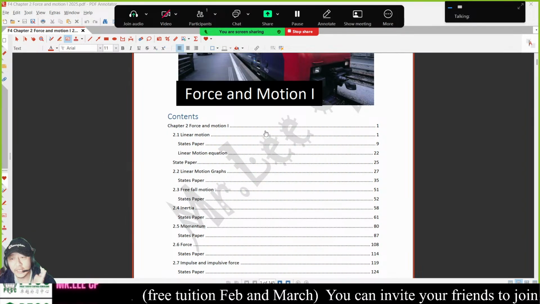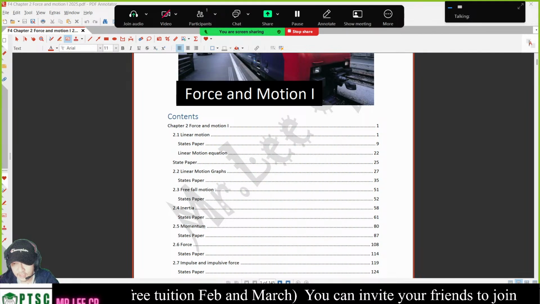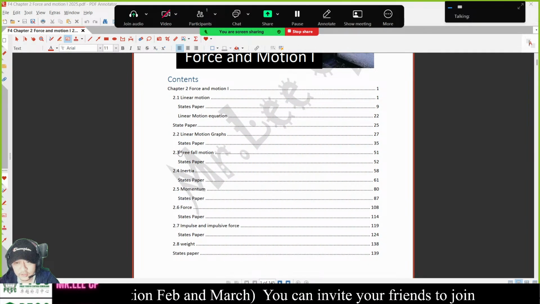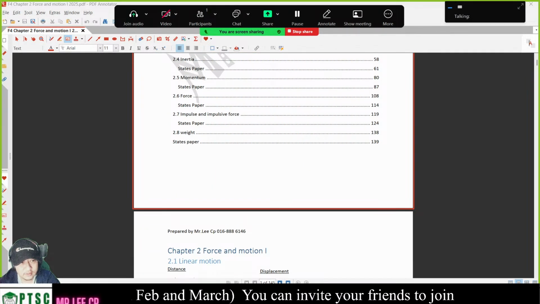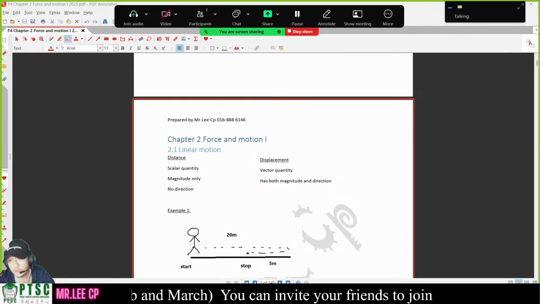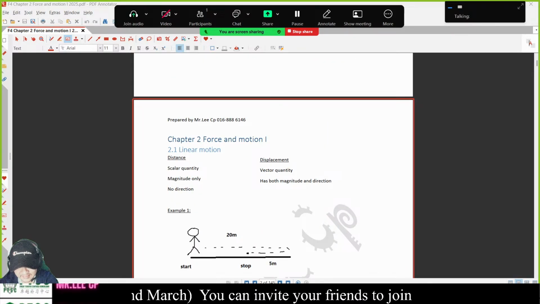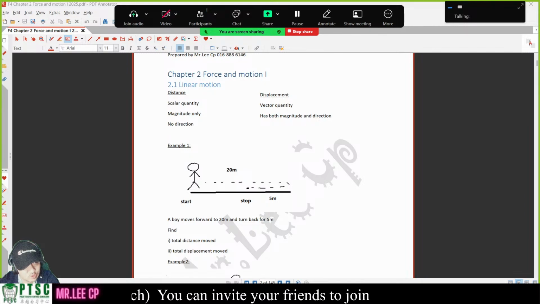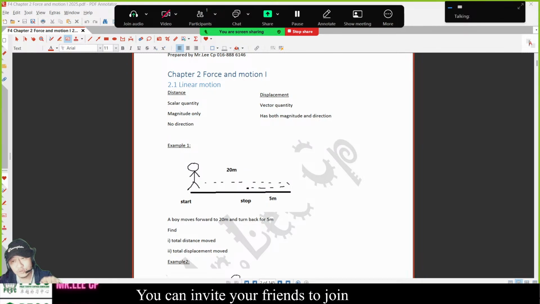And then we are going to start Form 4, Chapter 2. This Chapter 2 is quite a long chapter, so we quickly go to what is linear motion. Linear means straight line, so the object is moving in a straight line.